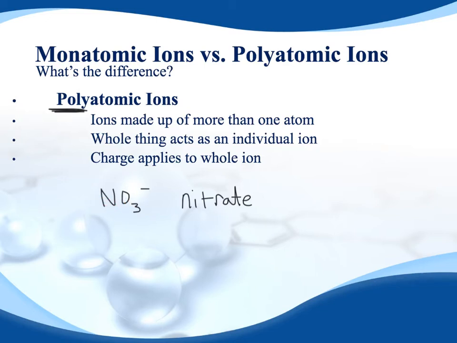So refer to that yellow sheet that I gave you on Monday for some of these common polyatomic ions. They're also found in your textbook. If you need an extra yellow sheet, there should be some left in the classroom. You definitely want to have that on Friday for your quiz. So polyatomic ions have more than one atom in the ion, the whole thing acts as an individual ion, and the charge applies to the whole ion.